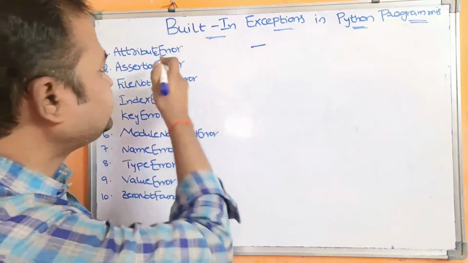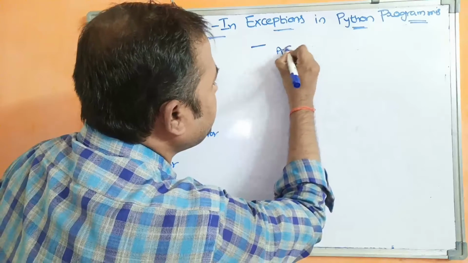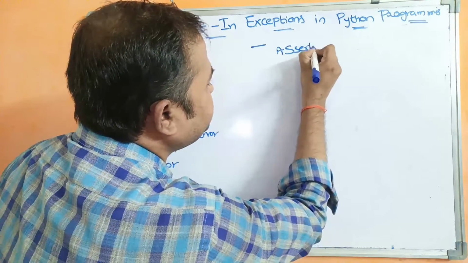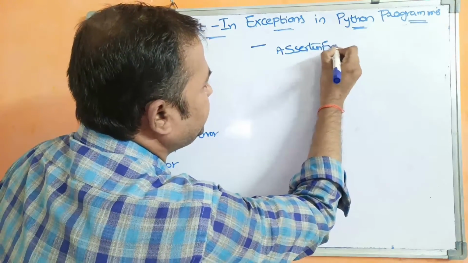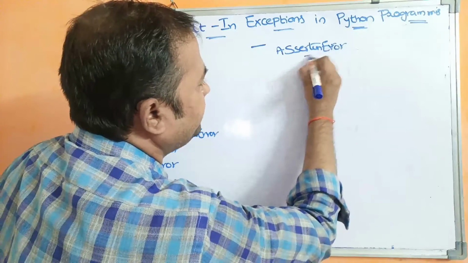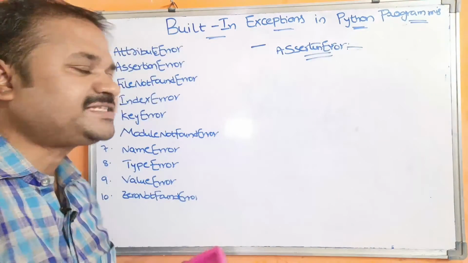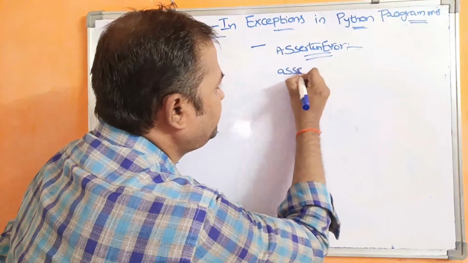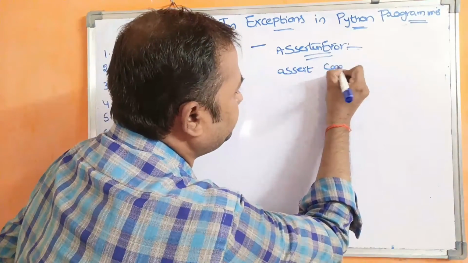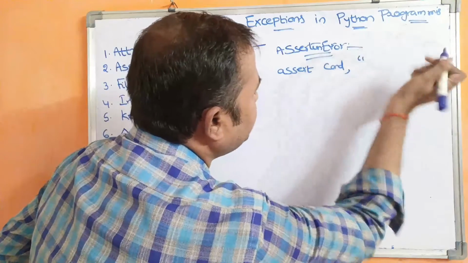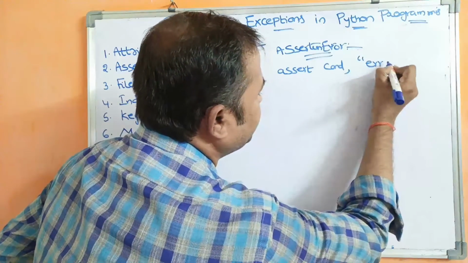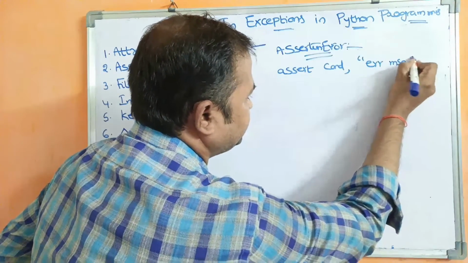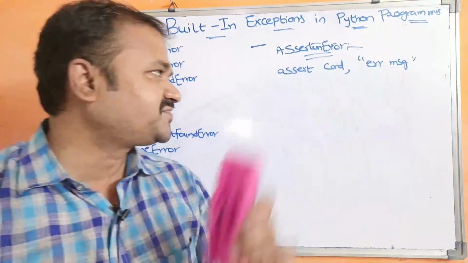Let us see the second type of exception, which is assertion error. A and E are uppercase letters, and the remaining are all lowercase letters. Let us see the syntax for the assert statement: assert space condition comma, within double quotations, the error message. So this is the syntax for assert.